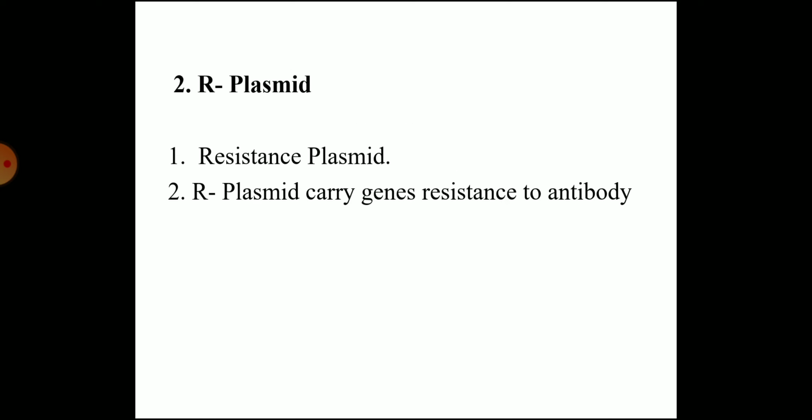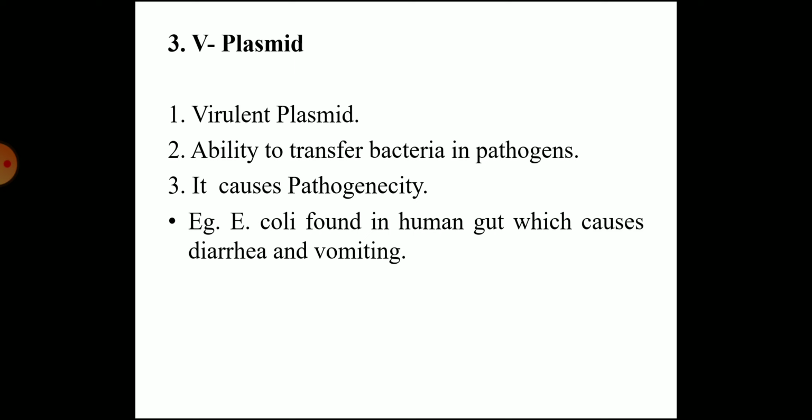Second one is R plasmid. The R stands for resistance plasmid, and this resistance plasmid carries genes for resistance to antibiotics. Third one is V plasmid, which stands for virulent plasmid. This virulent plasmid has the ability to transform bacteria into pathogens. It causes pathogenicity. Example, E. coli found in the human gut, which causes diarrhea and vomiting.